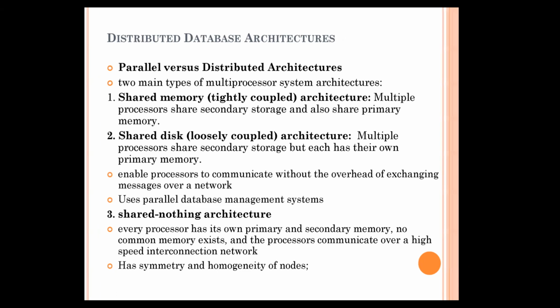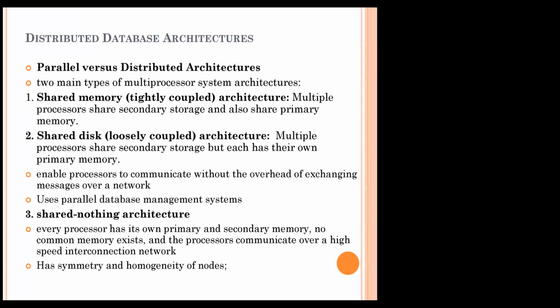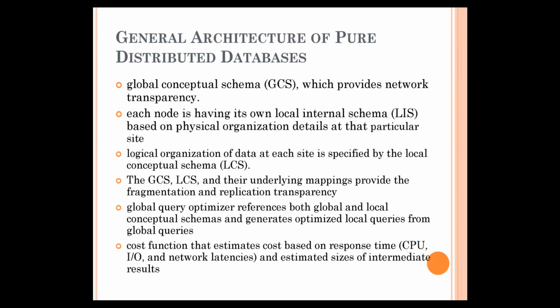To take the general architecture of pure distributed databases, there is the global conceptual schema, GCS, which provides network transparency. If you have 10 sites, all the 10 sites will follow the same global schema. The same schema. What does the schema mean?